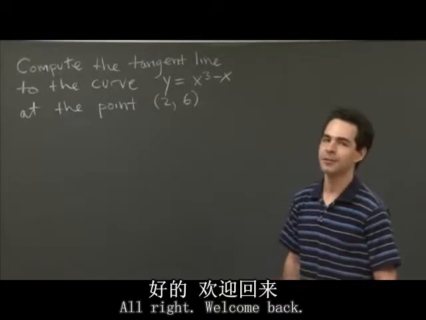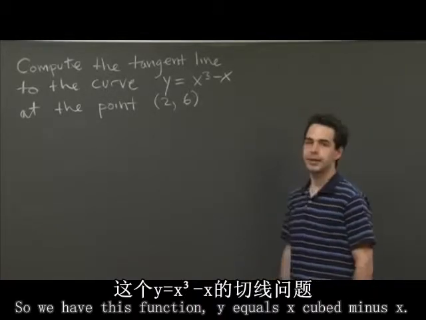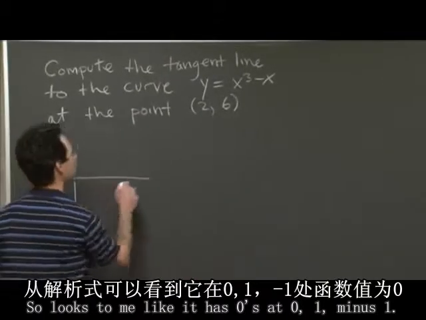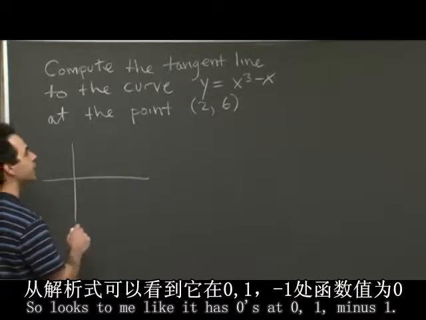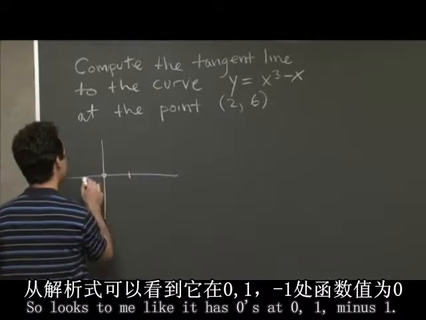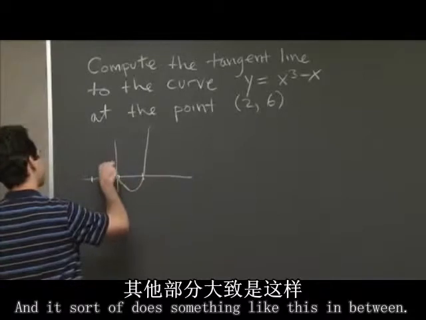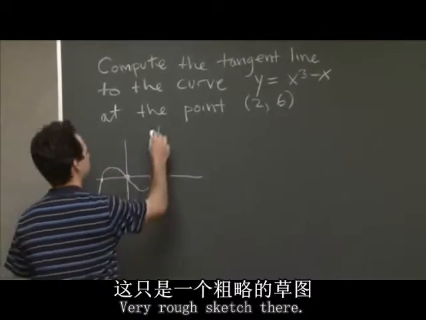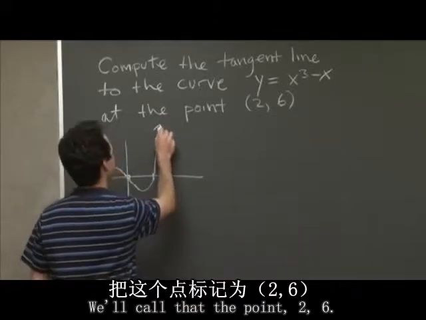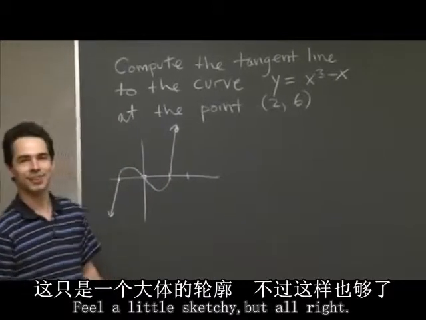All right, welcome back. So we have this function y equals x cubed minus x. Let's draw a quick sketch of it. It looks to me like it has zeros at 0, 1, and minus 1, and it does something like this in between. Very rough sketch there, and way over, we'll call that the point (2, 6). It's a little sketchy, but all right.